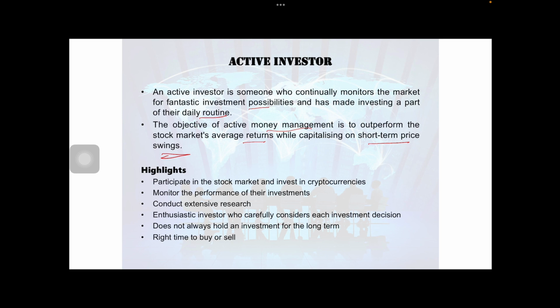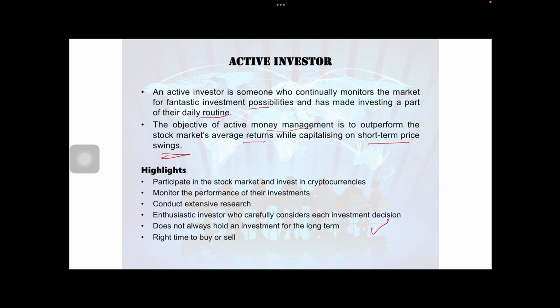Talking about the highlights of the active investor, they participate in the stock market very actively, and they also invest in cryptocurrencies. Next, they monitor the performance of their investments on a daily basis. They do a lot of research and keep up with daily financial news. They don't necessarily buy one day and sell the next. They pay attention to changes in trends and buy or sell based on those trends, right? They do not always hold an investment for the long term, and they also know the right time to sell the investment, right?